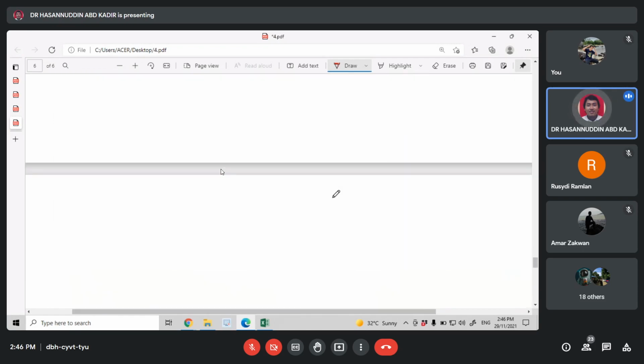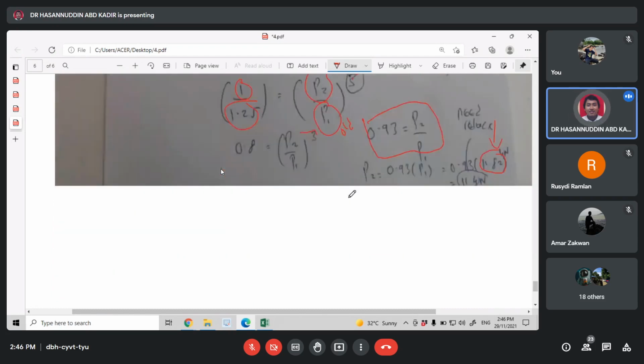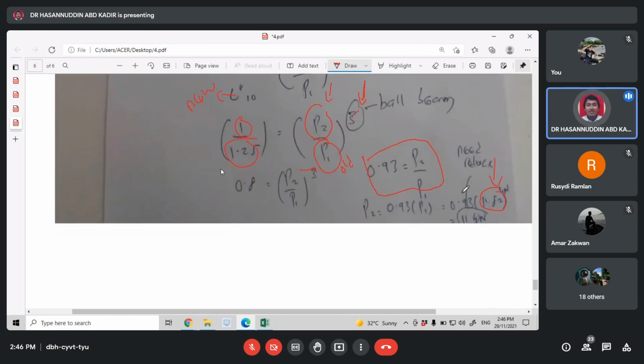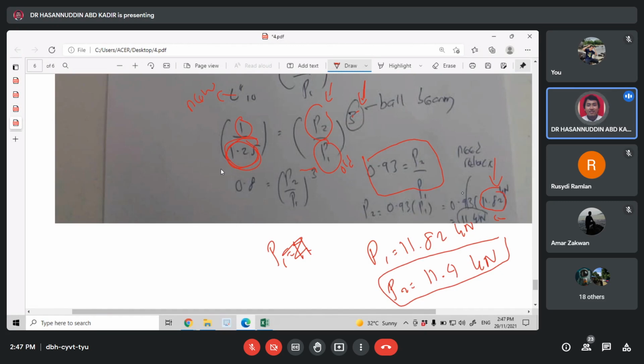Because dekat dia ada adjustment the percent rating life tu. And then kalau kita nak increase kan, then we get the value of 11.4. So for P1, we get the value of 11.82 kilonewton. But for the P2, the new one, 11.4 kilonewton. So if we want to increase the rating life, maksudnya kita nak lamakan dia punya bearing life ni, we must reduce the load for the new one to 11.4 compared to before 11.82.